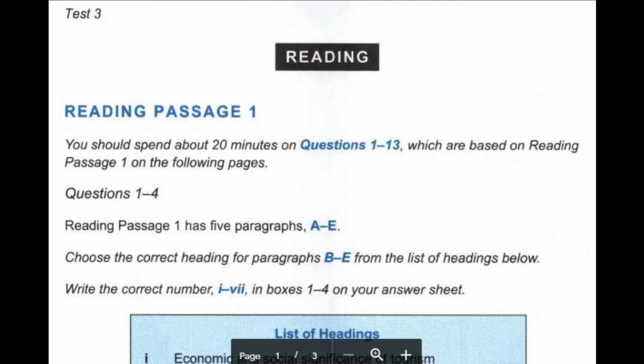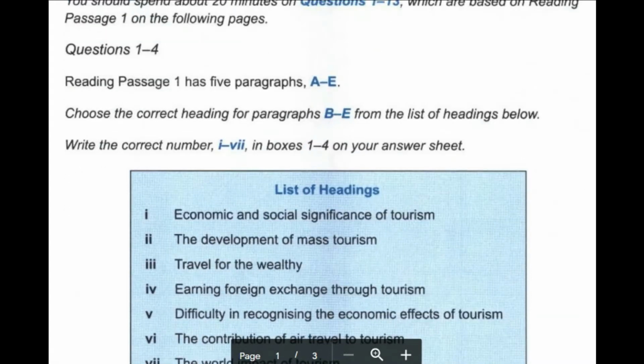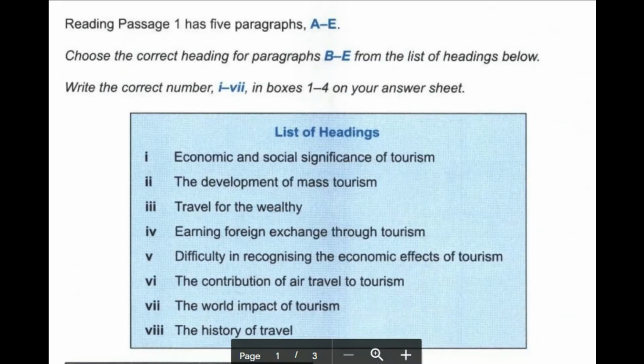In the reading passage we're going to have a list of headings, and we have 5 paragraphs, A to E. One they have done as a sample for us, A, which I'm not going to show you because we are going to solve it by ourselves. So these are the headings: economic and social significance of tourism, the development of mass tourism, travel for the wealthy, earning foreign exchange through tourism, difficulty in recognizing the economic effects of tourism, the contribution of air travel to tourism, the world impact of tourism, the history of travel. So these are the 8 headings.